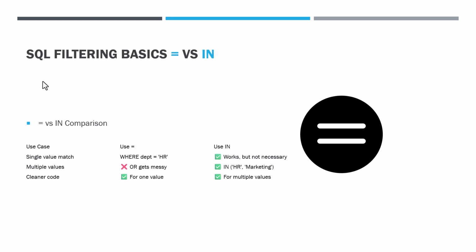Just to recap, for a string value match, equal to is a better option when you're just using one value. In works but is not necessary. For multiple values, in is a better option because it keeps the code cleaner. So if you have a single value, equal to is a good option. If you have multiple values, go with in.